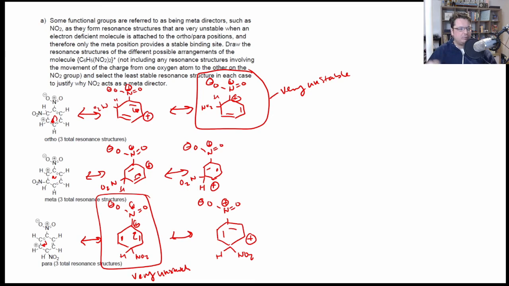The biggest thing that people mess up with resonance structures is that they move atoms. And that's the biggest thing with a resonance structure: atoms don't move; it's only electrons that move. So just an important point.